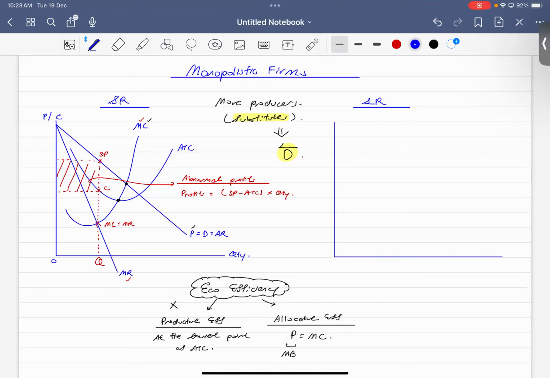So let's see here. Price or cost, and here is quantity. Same thing as well: you draw your cost graph first, average total cost, and your marginal cost. Now, your demand curve shifts leftwards. Now it's only tangent with the average total cost, and it becomes more elastic as well. So let me draw it like this.